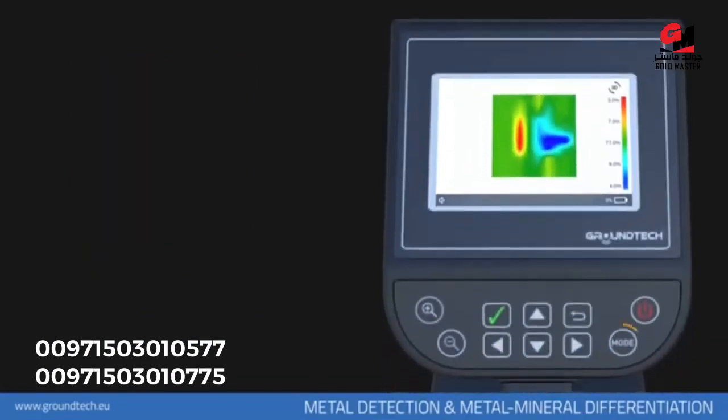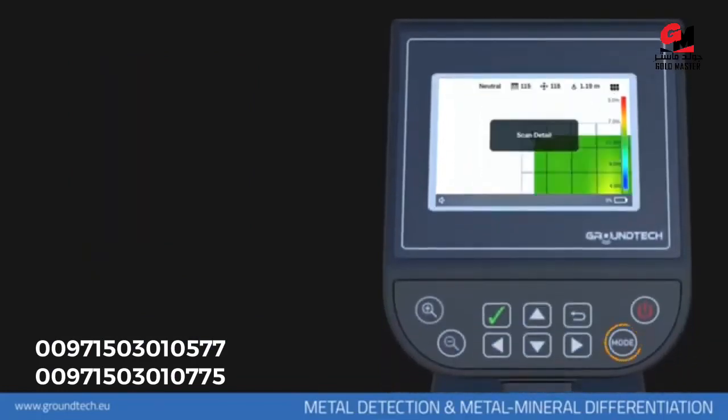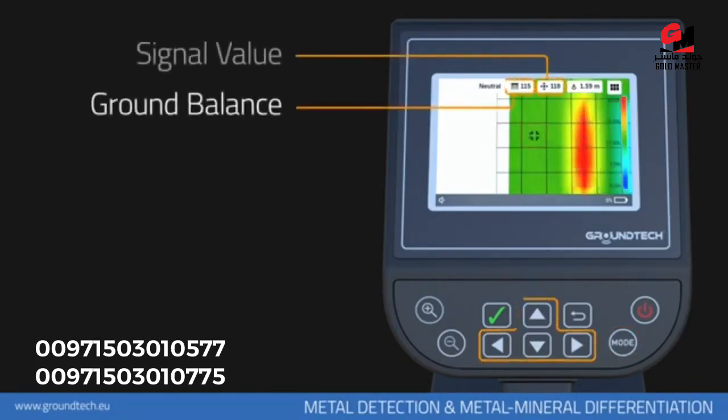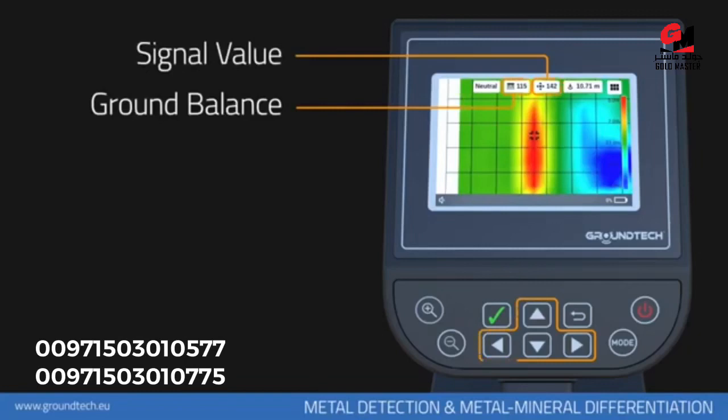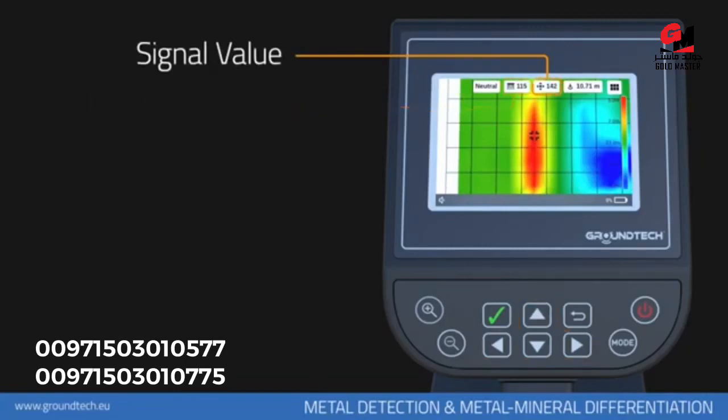In order to see these numerical values, you have to switch to the Scanning Details feature in the 3D viewer function. You can see the soil balance value and numerical values of the selected area in the top bar when you go around the graph with direction buttons. There must be an increase of at least 15 units between the soil, which is shown with green on the graph, and metallic objects which are shown with red.